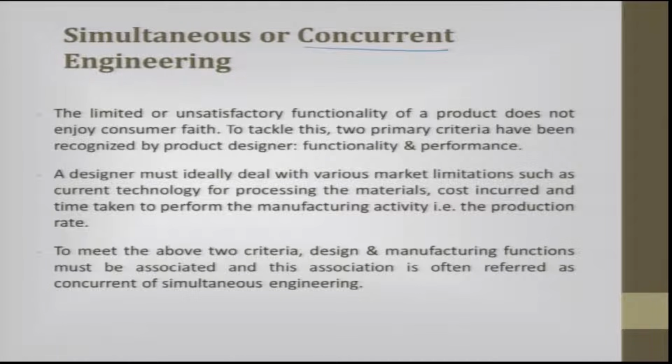happenings. So, when you talk about any product, there are two primary criteria which a product designer has to always keep in mind. One is the functionality, the other one is the performance. So, a designer must ideally deal with various market limitations such as the current technology. There are several places where even the current technology has lot of limitations. For example, when we try to use GPS, we say it is very good, but still we have problems when there is zero visibility in the airstrip. So, takeoff and landing is always a problem, still we need technology.